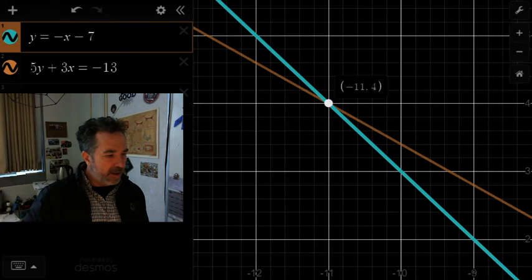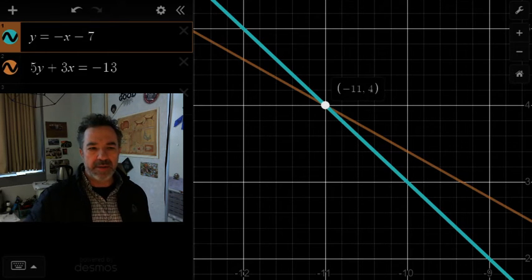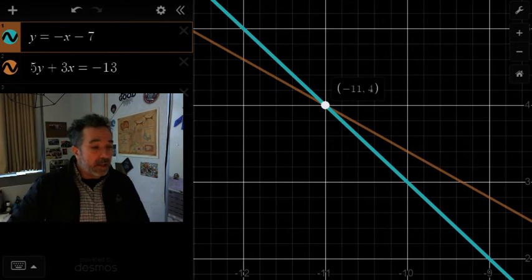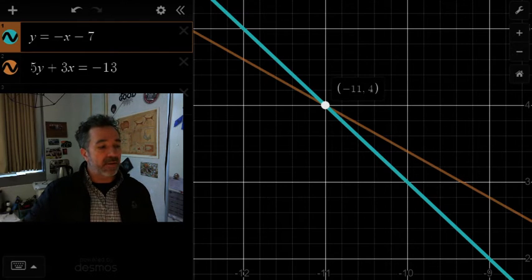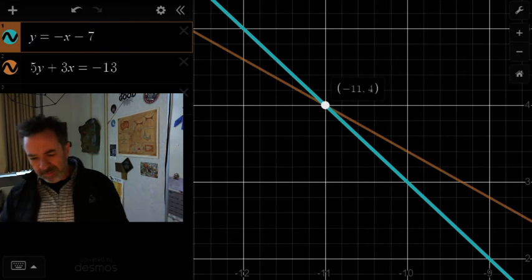And that spot is where x is negative 11. I can click it. X is negative 11 and y is 4. So we can see visually that those two different lines, those two different equations, are meeting at that location, the location where x is negative 11 and y is 4. All right, so that's what we've been doing.